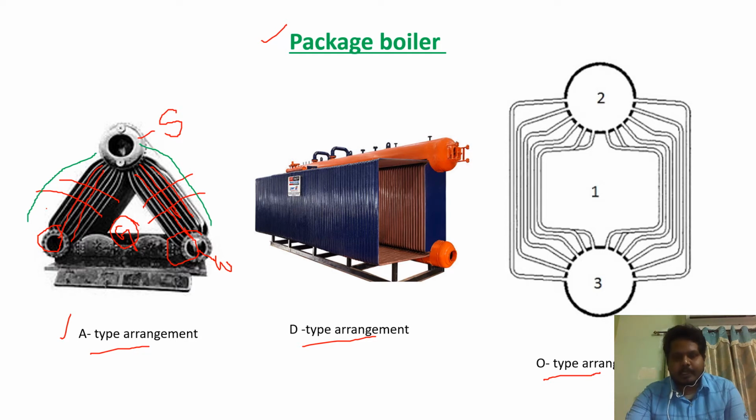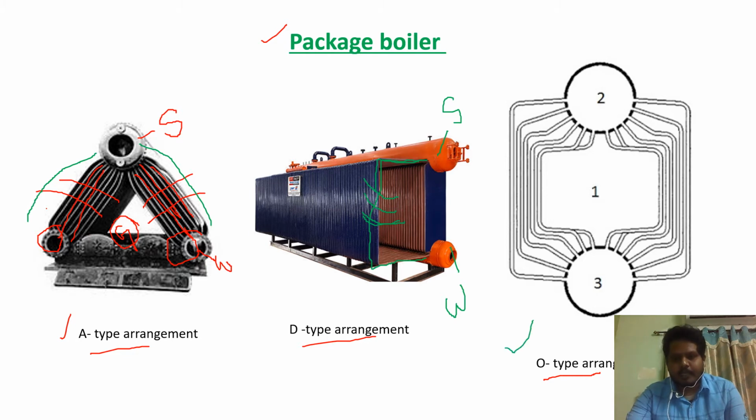The other type of package boiler is the D-type arrangement. Here this is the steam drum, and this is the water drum. Here also there will be a grate inside. The hot gases flow over the tubes. Here both the steam drum and water drum are connected with D-shaped tubes. That's why it is named as a D-type arrangement. When the hot gases flow over the tubes, the water will be converted into steam. That steam will enter into the steam drum.